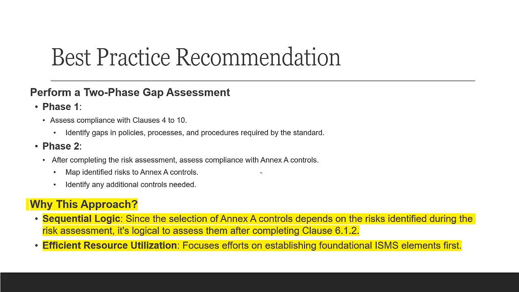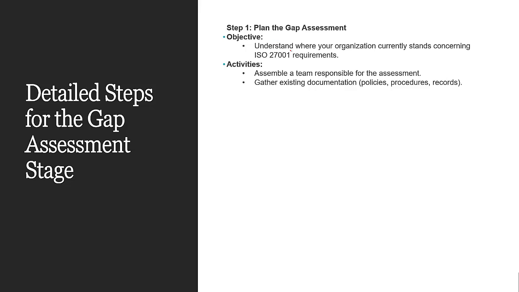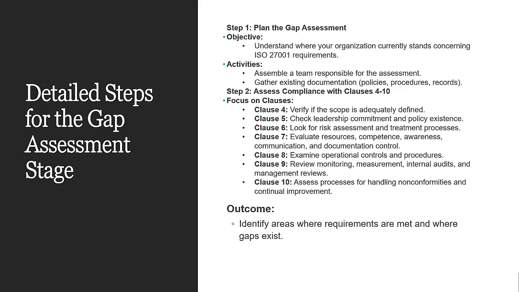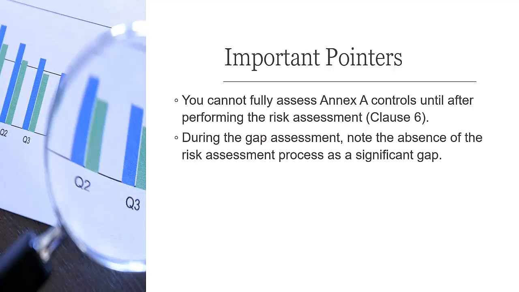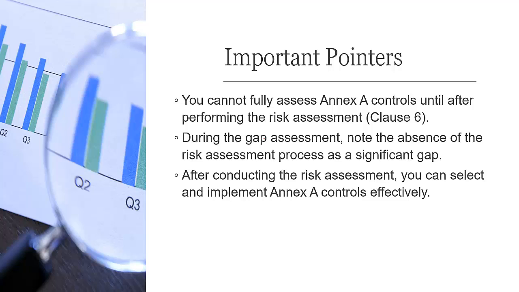So once you are done with the gap assessment, the next step is the gap analysis report. After that, create a security policy, and then move to clause 6, risk assessment. That is a part of the function. That's why we say the objective is to assemble the team, gather the documentation, then verify all the clauses, and identify the areas where the requirements are met or a gap exists. So the important pointer is you cannot fully assess the annexure controls during a gap assessment; note the absence. After conducting a risk assessment, you can select and implement the controls.